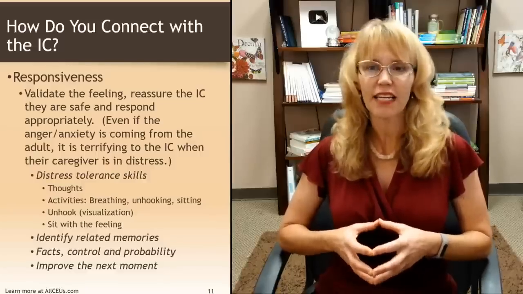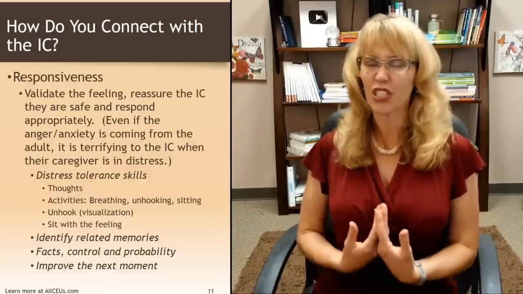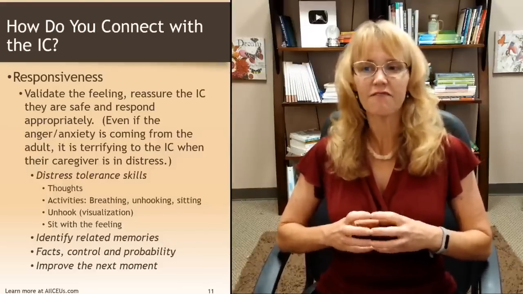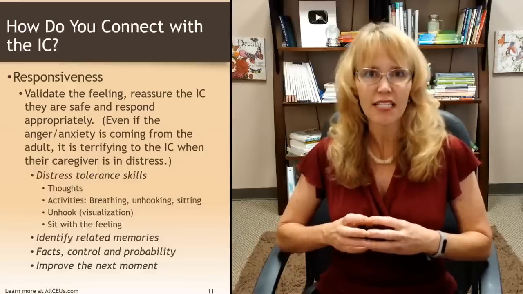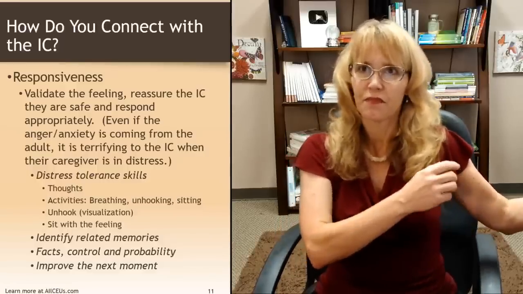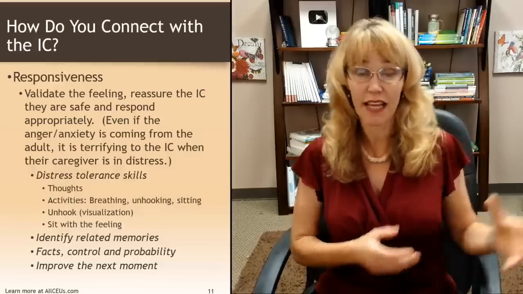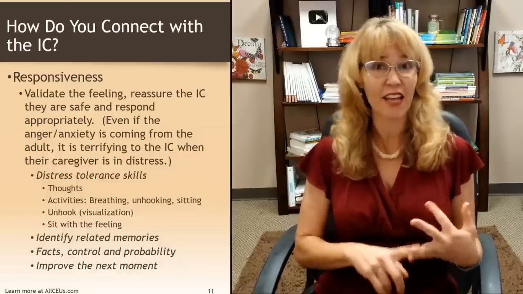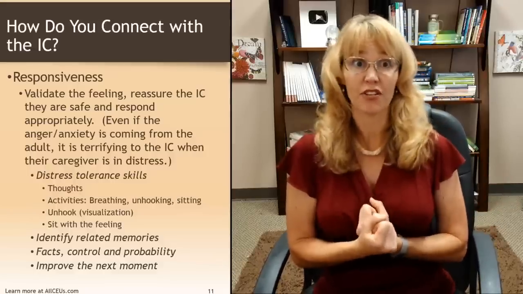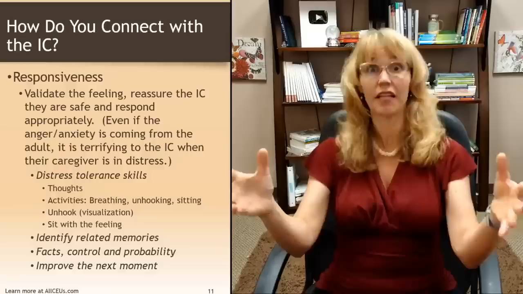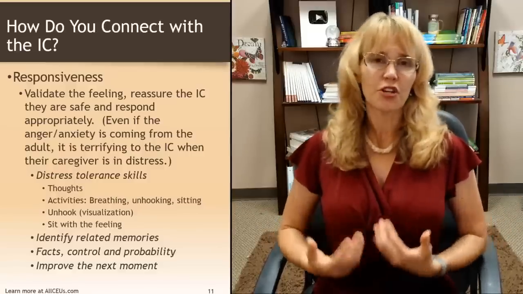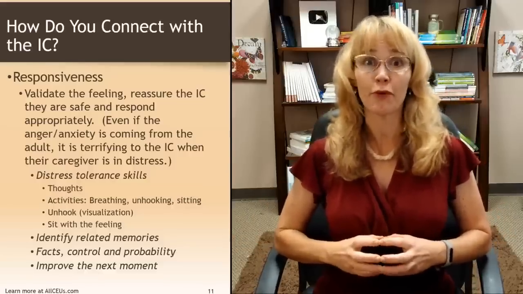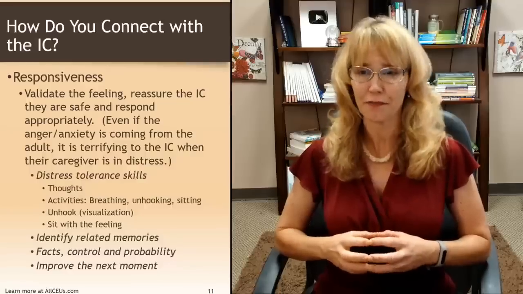Even if the anger or anxiety is coming from the adult, even if as an adult you're going, oh, this is a big deal, it's terrifying to the inner child if their caregiver is in distress. And we see this in relationships between adults and their children when the adult starts decompensating, becomes depressed, angry, anxious. The child just absorbs all that. They're like, my caregiver's stressed out. That means I'm definitely not safe. So when the adult starts to feel stressed, it may trigger memories from the inner child that says, oh, I remember when my caregiver would get upset, then I wasn't safe either.